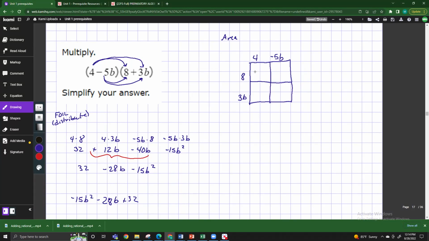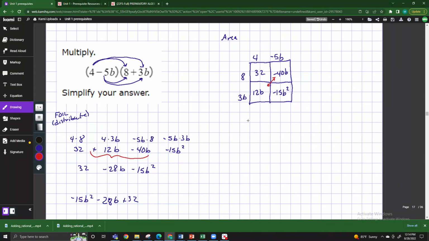So 8 times 4 is 32. 8 times negative 5b is negative 40b. 4 times 3b is 12b. Negative 5b and 3b is negative 15b squared. Remember, we're still adding those like terms.